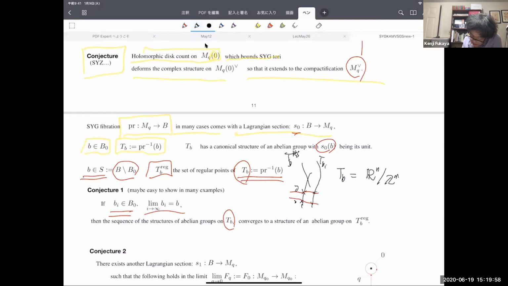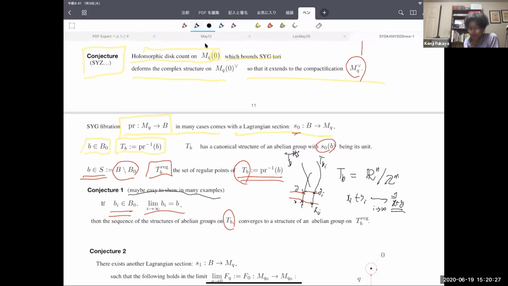Then you have this X_i, Y_i, right? And then you take this sum, X_i plus Y_i. Then this conjecture somehow expects that in this limit, you have some limit. That should be this sum. So in this way, you may expect that you have some structure of abelian group on the regular part of the fiber. And probably this is not so difficult to prove in many examples.